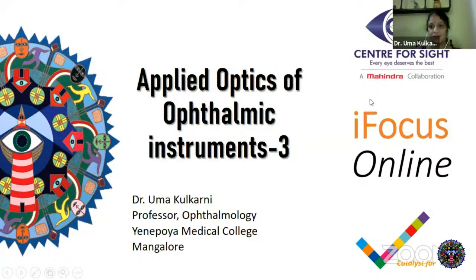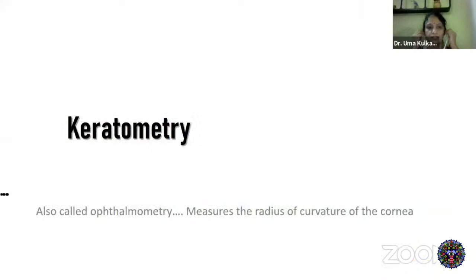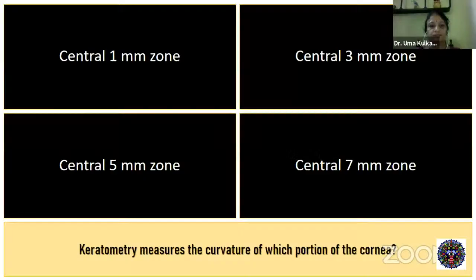Okay, so here we start. Today's session is on keratometry, slit lamp biomicroscopy, and a bit on the gonio lenses. So what is this keratometry? We all use it day in and day out for biometry when we need to know the curvatures of the cornea. It was also called ophthalmometry, because initially it was thought that there was some connection between the whole of the eye and these reflexes. But then we came to know that only the curvature of the cornea is measured, and therefore this is called keratometry.